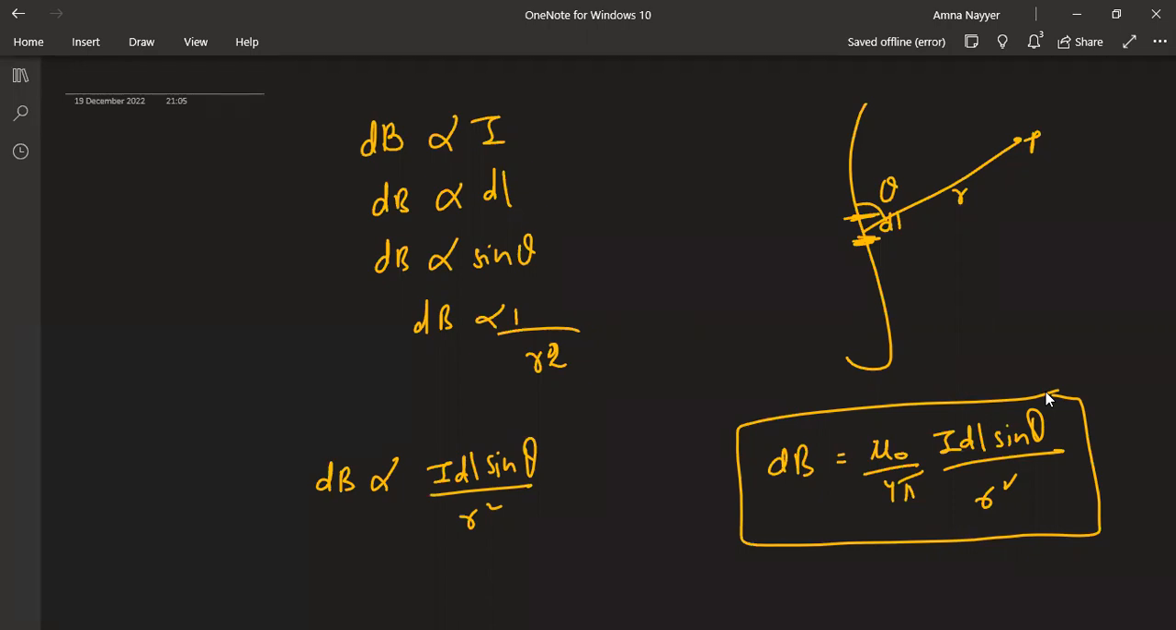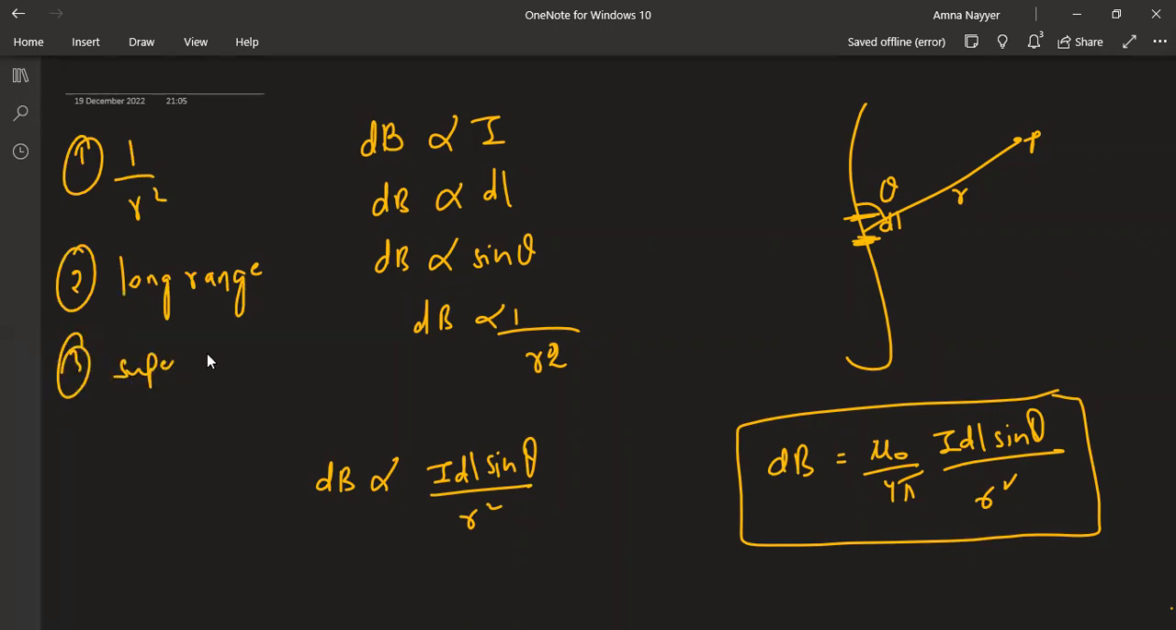Both are long range fields. That is also similar. Let me write it over here. So first, both follow the inverse square rule. Second, both are long range fields. And third, superposition is applied to both of them. Fine. And then points of differences are also there.